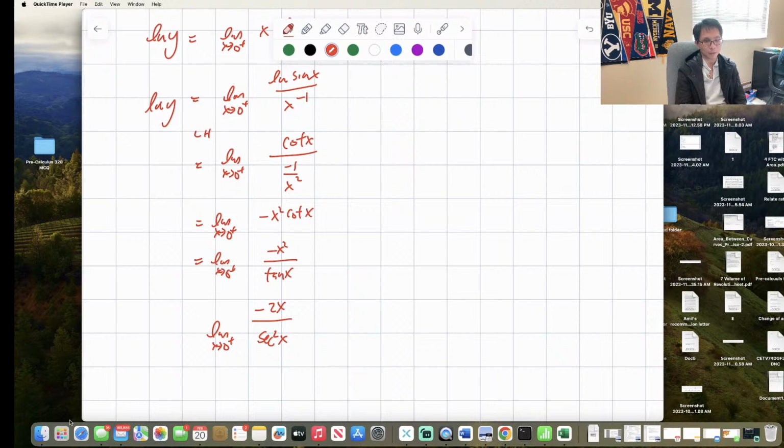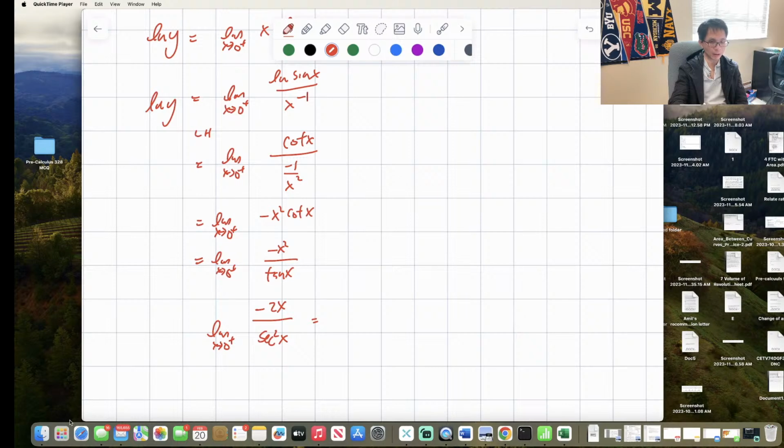Now I'm gonna do L'Hopital's rule. So if I do this, what's the secant of 0? What is secant squared of 0? 1. What's -2 times 0? 0.